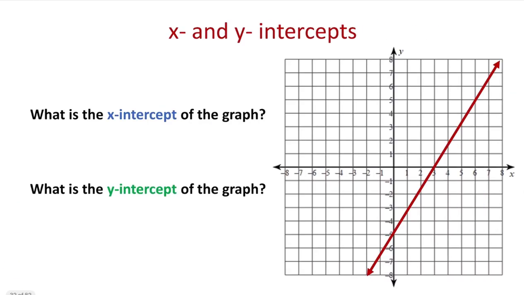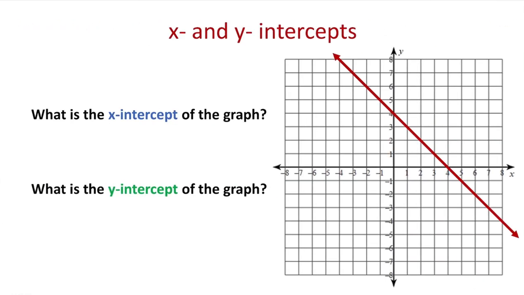So let's solve some of these. What is the x-intercept of the graph and the y-intercept? Let's do x-intercept first. We can look at it and see it's right here. We can see it falls on the number 3. So we know we're going to have a 3 here and a 0 for the y. Now the y-intercept right here, we can see that's at negative 5. We have a 0, negative 5, just like that.